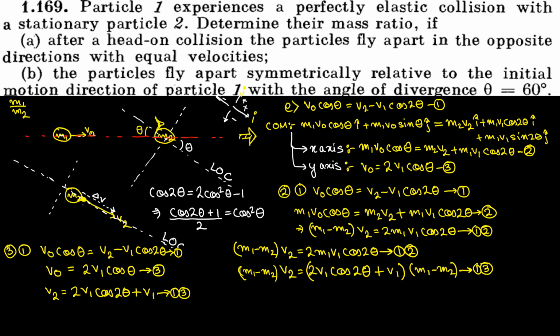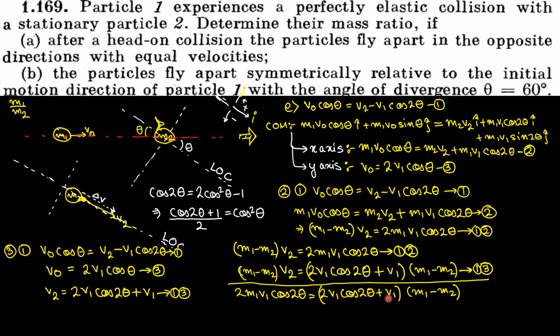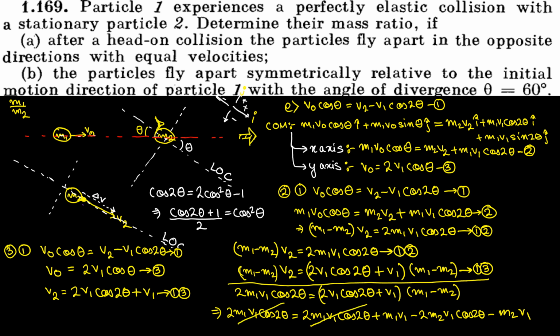So I'll just write it down. Now let me just expand this term. Okay, m1 into 2v1 cos 2θ plus m1 v1 minus m2 into 2v1 cos 2θ minus m2 v1. Now I can cancel out this term and this term, isn't it? And see, if I take v1 common, it will be 0 out here and m1 v1 minus m2 v1 cos 2θ minus m1 v1 is equal to 0. So I can take v1 common from out here, no? So instead of taking v1 common, let's just simplify this one. Okay, this became equal to 0, isn't it?